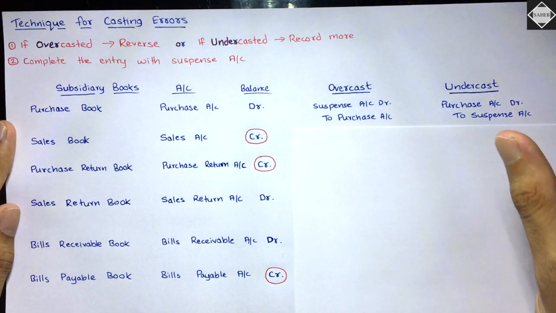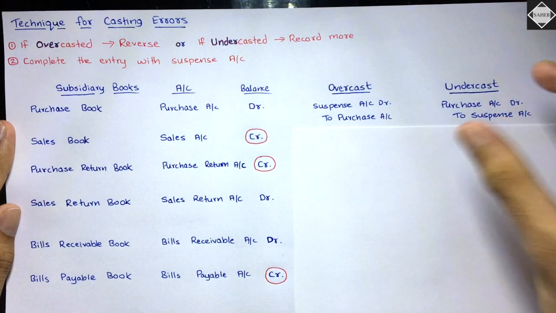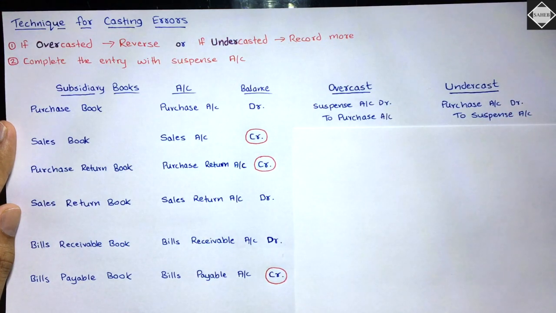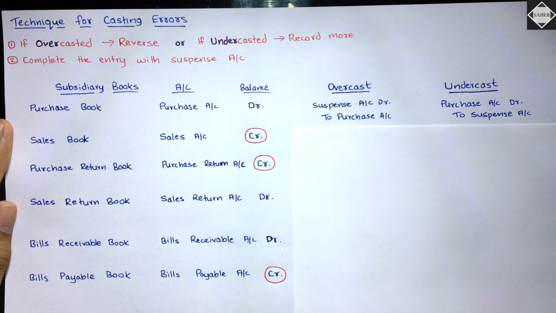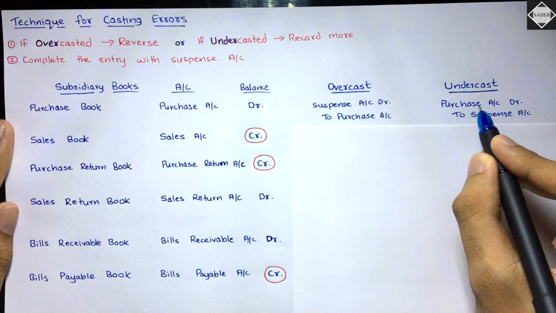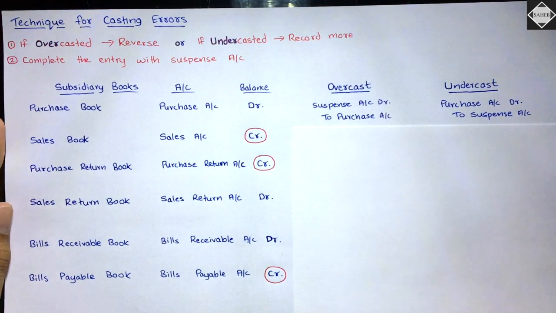And then undercast is opposite. Undercast means what? It has been recorded less than what it actually is, right? Less than what it actually is. So what you have to do, you have to increase the purchase account. So how will you increase? The purchase account has a debit balance. To increase it, you have to debit the purchase account and then complete the entry, complete the handicap, with the suspense account. Is that clear?